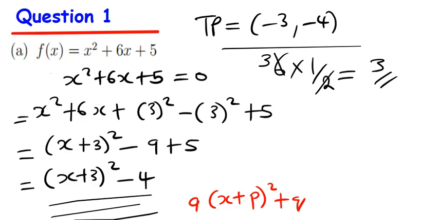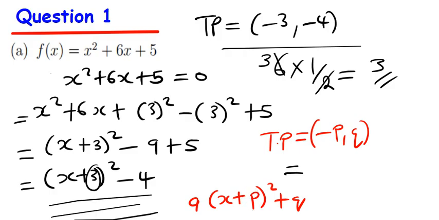Now what you are able to see is that for the turning point, based on this expression that we've written, the turning point will be negative p comma q. So whatever you have as the p, put a negative in front. In this case, what is our p? From the equation we're able to see that p is 3. So we're going to put minus 3 comma q. Q, you're just getting it the way it is. The q in this case is negative 4. So that is the turning point.